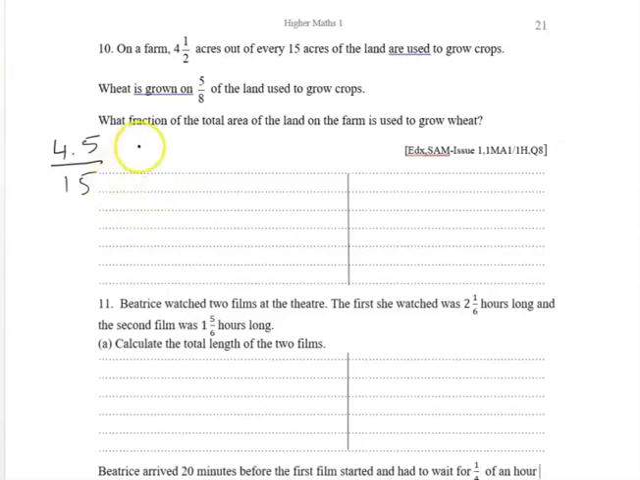So we're going to multiply it by 5 over 8. Now the first thing I want to do is turn the numerator into a whole number. To turn 4.5 into a whole number, I can simply times it by 2. So I have to times the denominator by 2 as well. So we're going to get 9 over 30 multiplied by 5 over 8. Now 9 over 30 can be simplified by 3. So 9 divided by 3 is going to give us 3. 30 divided by 3 is 10.